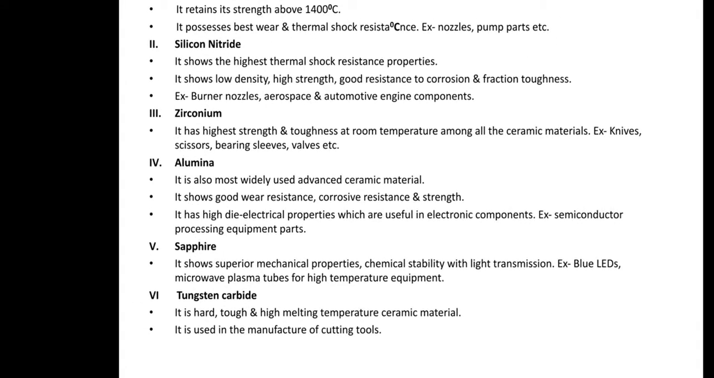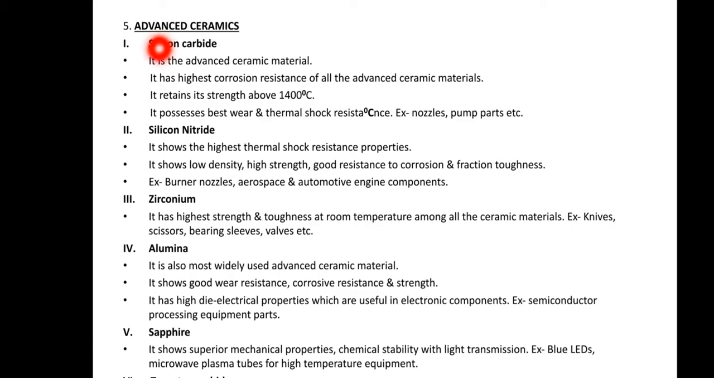They provide hard toughness. Now we will discuss the advanced ceramics. Silicon carbide is an advanced ceramic material. It has the highest corrosion resistance of all advanced ceramic materials. They will not be corroded even in acidic or other environments. It retains its strength above 1400 degrees Celsius. See, generally materials at high temperature lose their strength, but these advanced ceramic materials, that is silicon carbide, retain their strength above 1400 degrees Celsius.